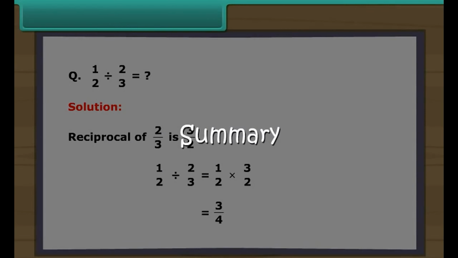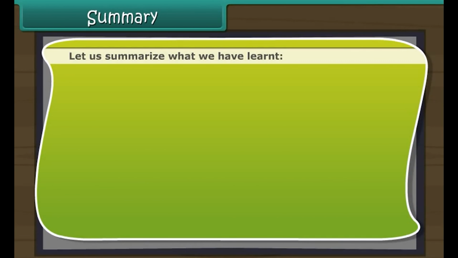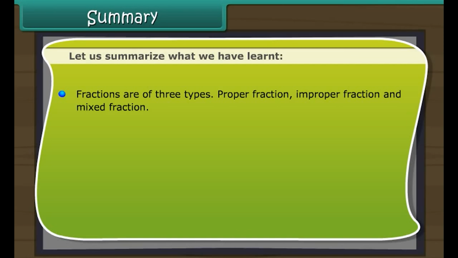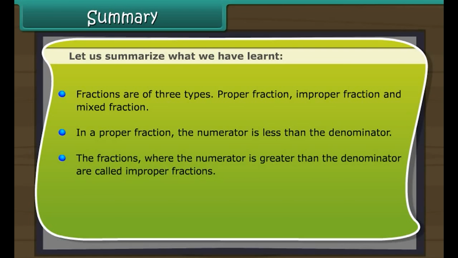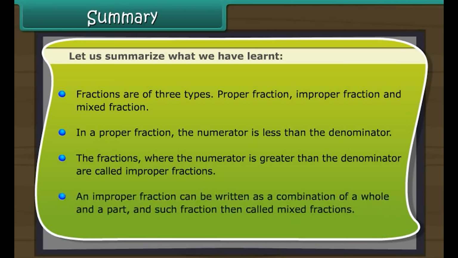Summary. Let us summarize what we have learned. Fractions are of 3 types: proper fraction, improper fraction, and mixed fraction. In a proper fraction, the numerator is less than the denominator. The fractions where the numerator is greater than the denominator are called improper fractions. An improper fraction can be written as a combination of a whole and a part, and such a fraction is then called a mixed fraction.